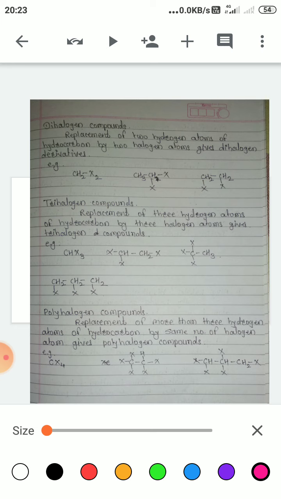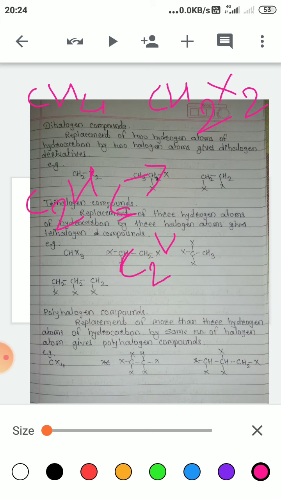For example, if we have taken methane, formula CH4, and two hydrogen atoms of methane are replaced by halogen, that is CH2X2, then it is also called a dihalogen compound. If we take ethane C2H6 and replace two hydrogen atoms by two halogen atoms, we get C2H4X2. These hydrogen atoms might be from a single carbon atom, or one hydrogen atom from an adjacent carbon atom can be replaced.